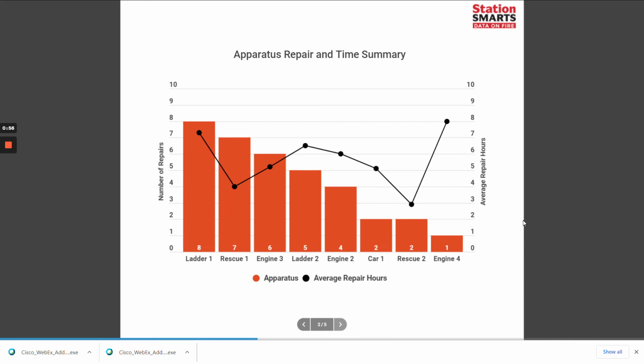So another piece of information that might be valuable is the average repair hours. So this is the same chart where we list the apparatus and the number of times it's in for repairs, but we also list the average time that it was in for repairs. So Rescue 2 had 2 repair incidences, and it averaged 2.9 hours out of service for those 2 repairs. Ladder 1 had 8 repair incidences, and it was out on average 7.3 hours.